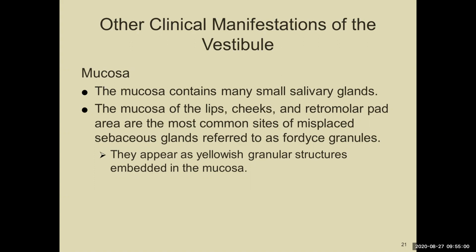And you'll be identifying those when you're doing oral inspections on each other. They appear as yellowish granular structures embedded in the mucosa. You can see them on some people, you can't on others. So we label them when we can see them on individuals.